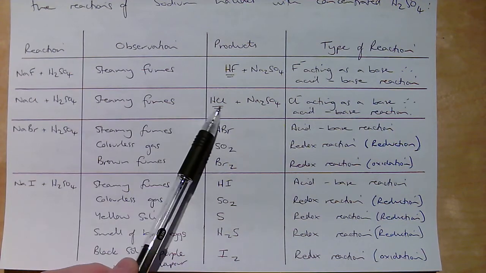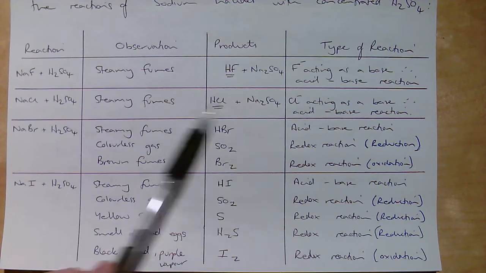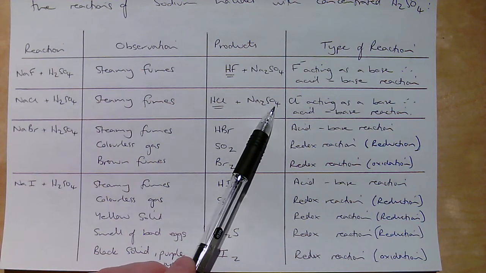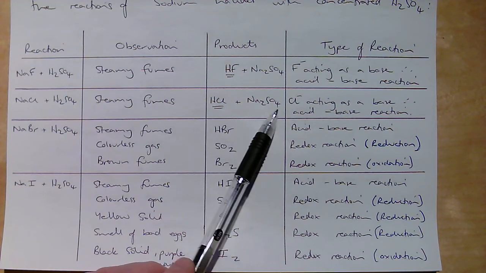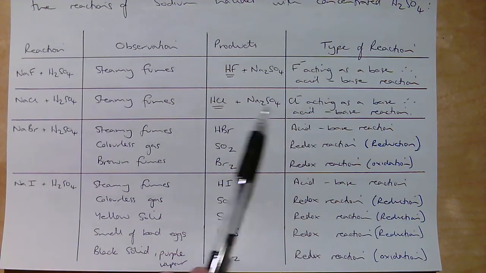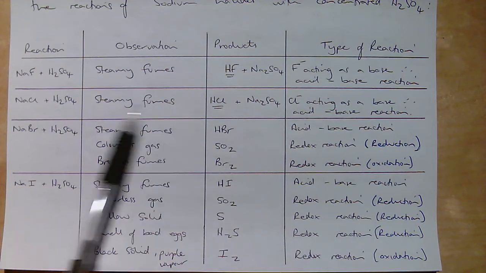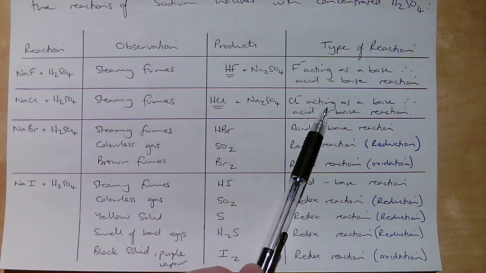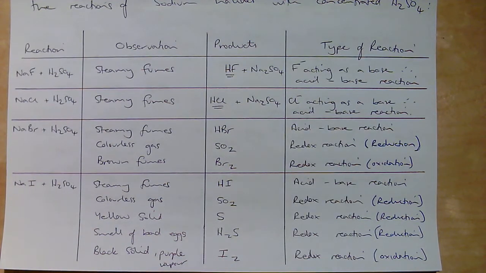If I look at the reaction between sodium chloride and concentrated sulfuric acid, exactly the same happens. I get my steamy fumes of HCl, a sodium sulfate byproduct, and the oxidation state of the sulfur in the sulfate ion is +6. So there's no change in oxidation state. It's definitely not a redox reaction. All that's happened is that my Cl- has gained a proton, so Cl- acts as a base, and it's an acid-base reaction.